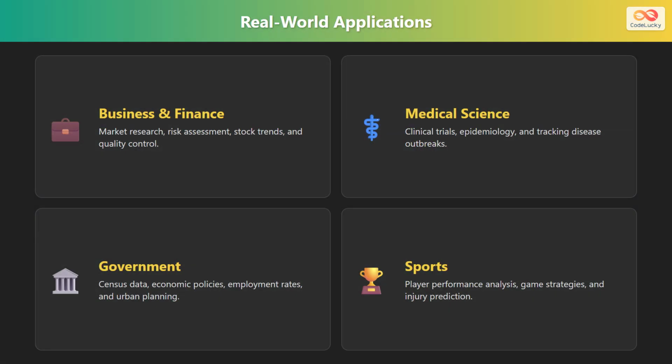Statistics is used everywhere. In business, it helps optimize profits and manage risk. In medicine, it is vital for clinical trials and tracking diseases. Governments use it for economic planning and policy making. Even in sports, statistics is used to analyze player performance and develop winning strategies.